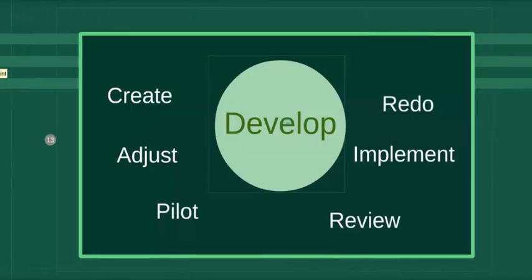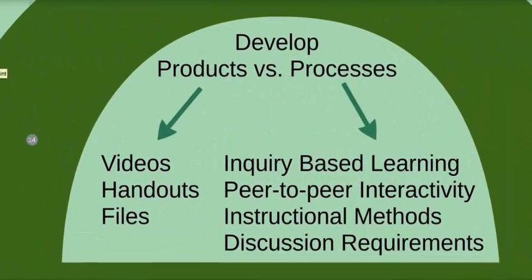The third step is the develop step. This is where you create everything. You might run a pilot, do a review with peer reviewers or experts in the field. You take all that feedback, you might adjust it and redo it and implement it. This is a reiterative step. You'll go through it many times. The idea is to always be improving what you're doing.